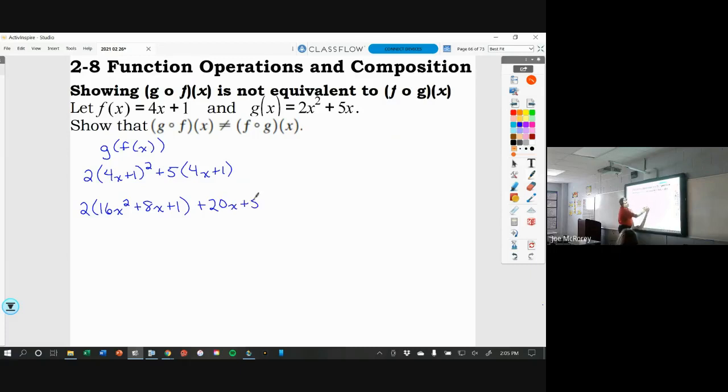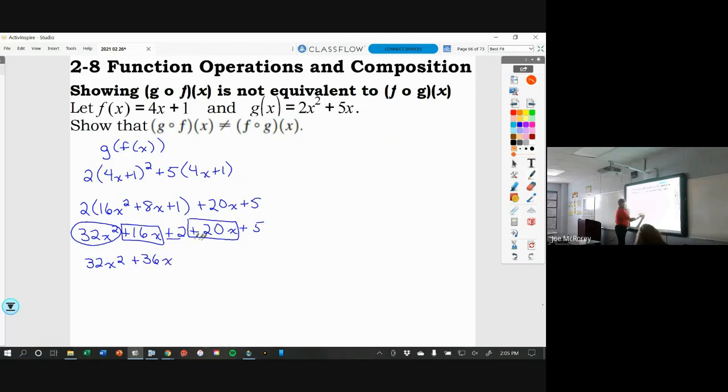20x plus 5. Now I can distribute the 2. 32x squared plus 16x plus 2. I can now combine like terms. 32x squared plus 36x plus 7. That is g of f of x.